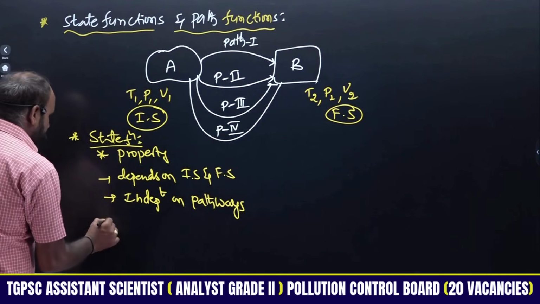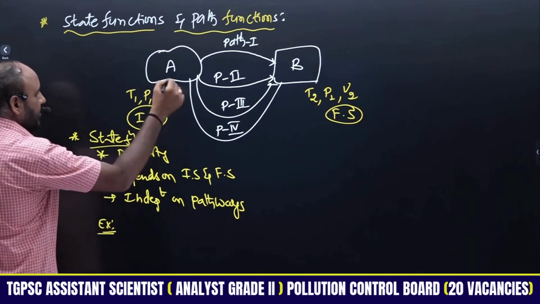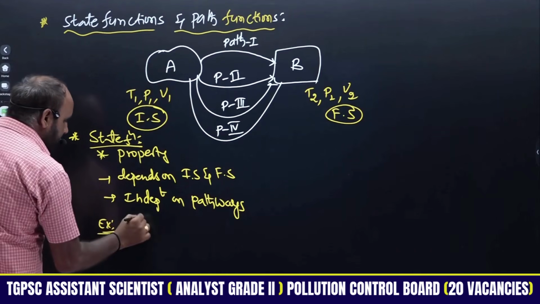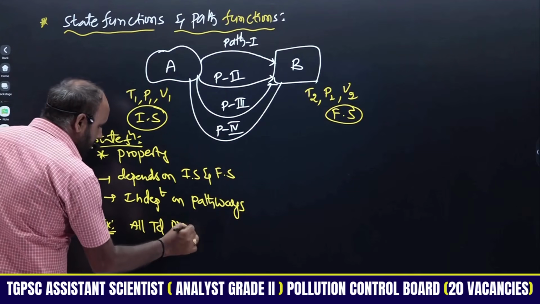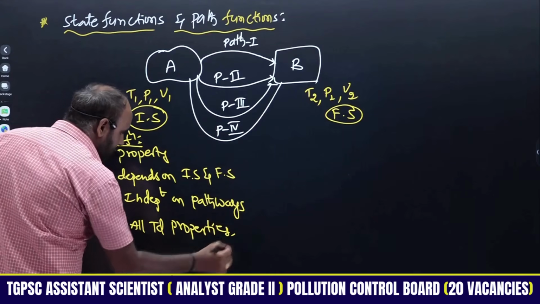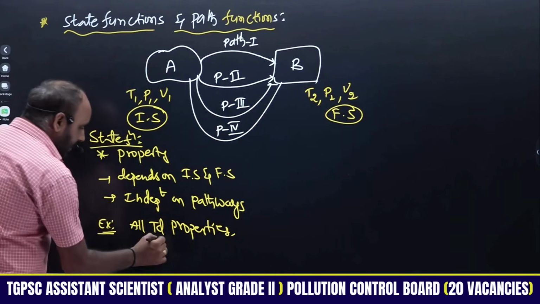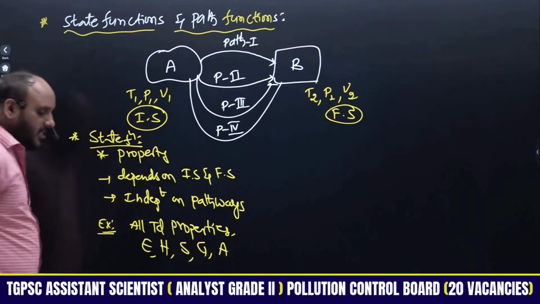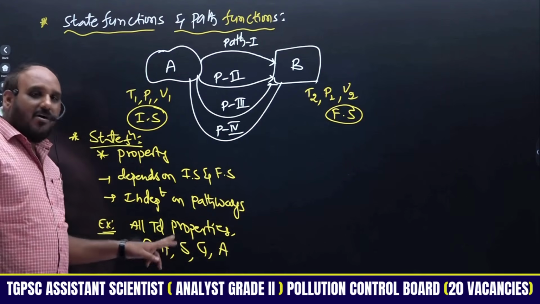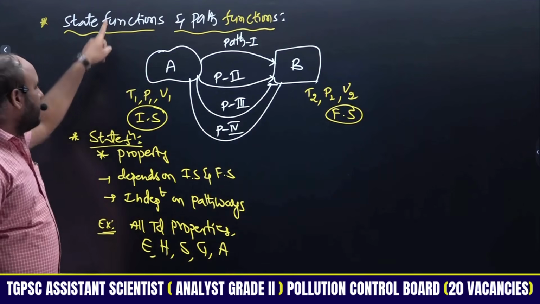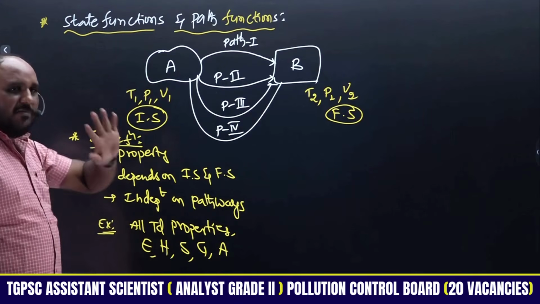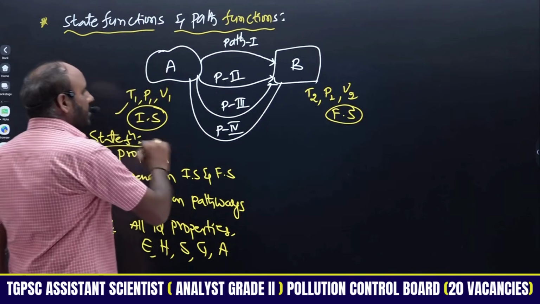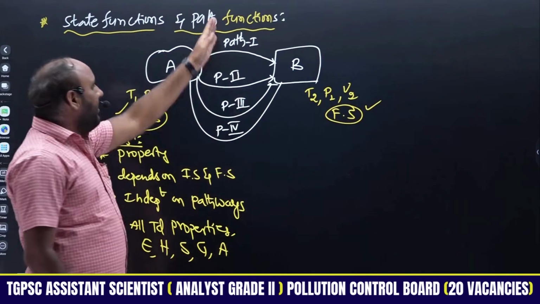Examples of state functions are temperature, pressure and volume, and all the thermodynamic properties. As we discussed, internal energy E, enthalpy H, entropy S, Gibbs free energy G and Helmholtz energy function are all thermodynamic properties. All the thermodynamic properties act as state functions. Remember that these depend on the initial and final states of the system and are independent of pathways.